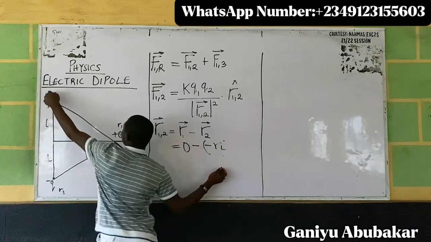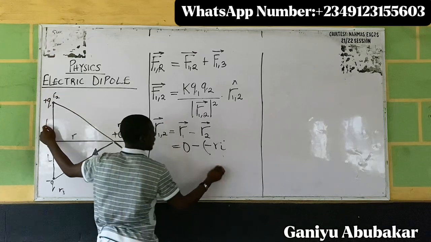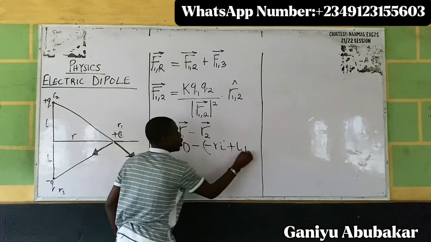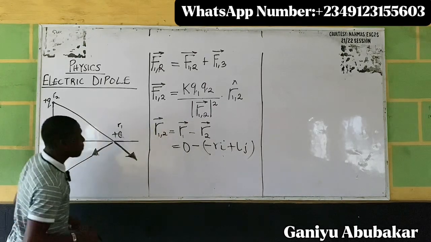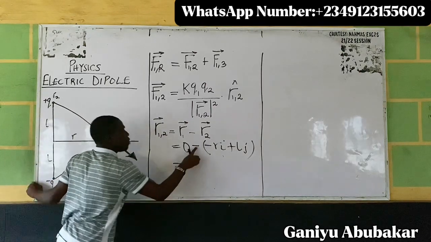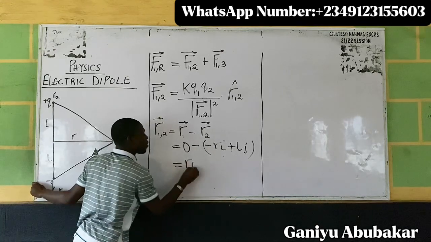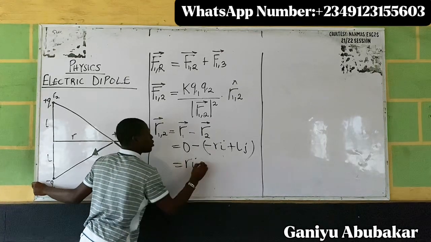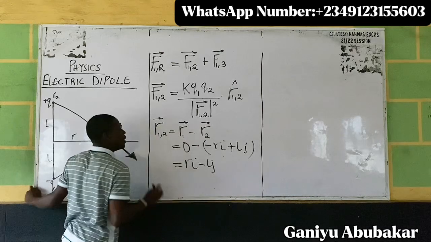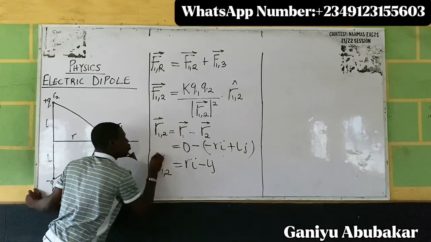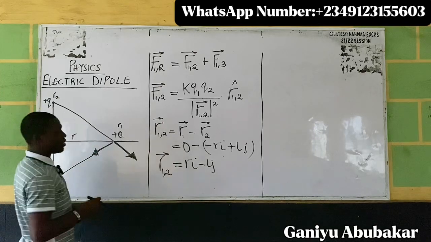I'm moving in the negative way, that's minus R in the i, x direction. Then going upward, that's plus L. This is the vertical direction, that's your j. Alright, I have this here. Next task here, minus gives plus, that becomes R i plus, minus what? Minus L j. The value for R12 is equal to this.